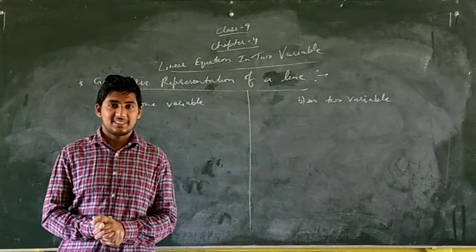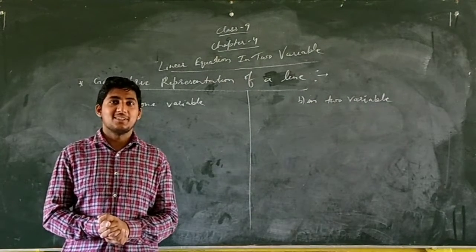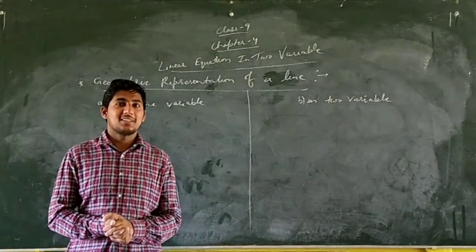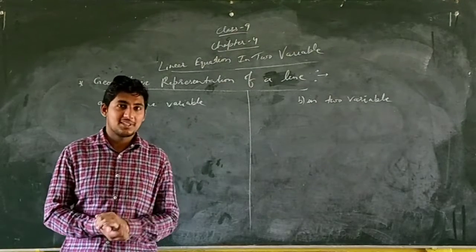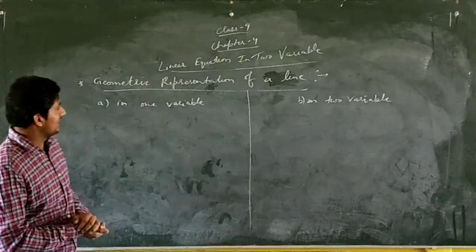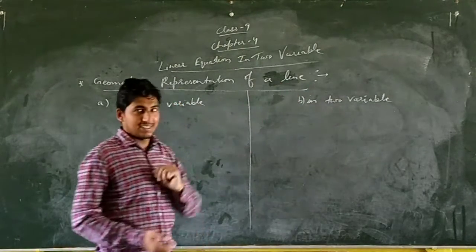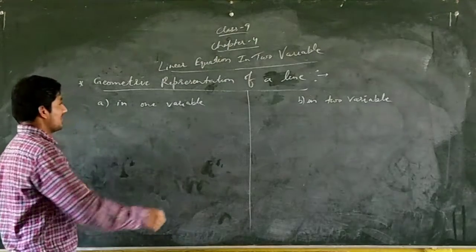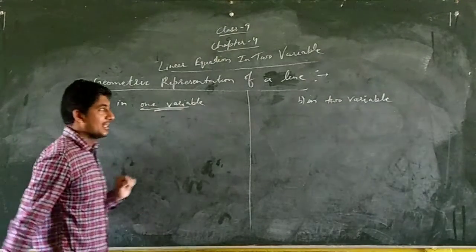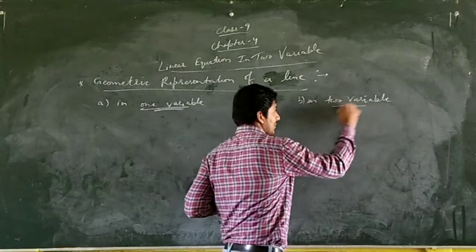Good morning students. In the previous lecture we studied graphs, how we make a graph from an equation. In this lecture we study the representation of a line, how a line is represented in two different forms. The first form is in one variable and the other is in two variables.